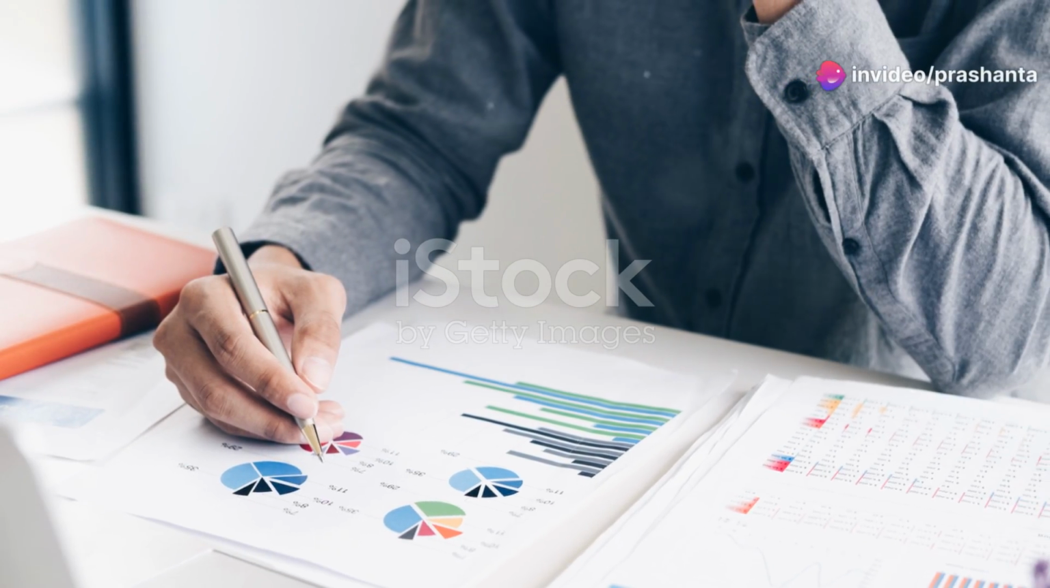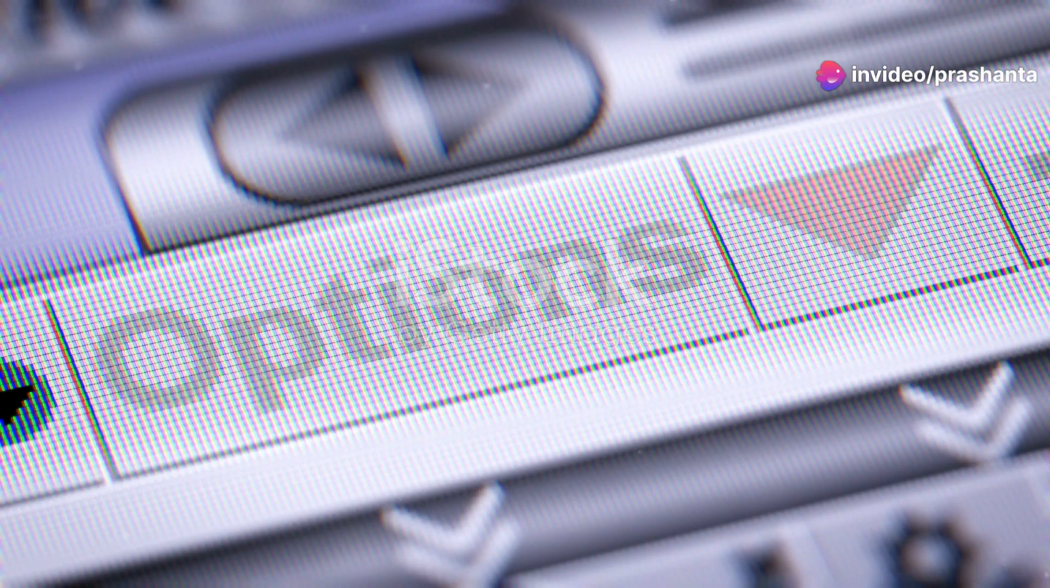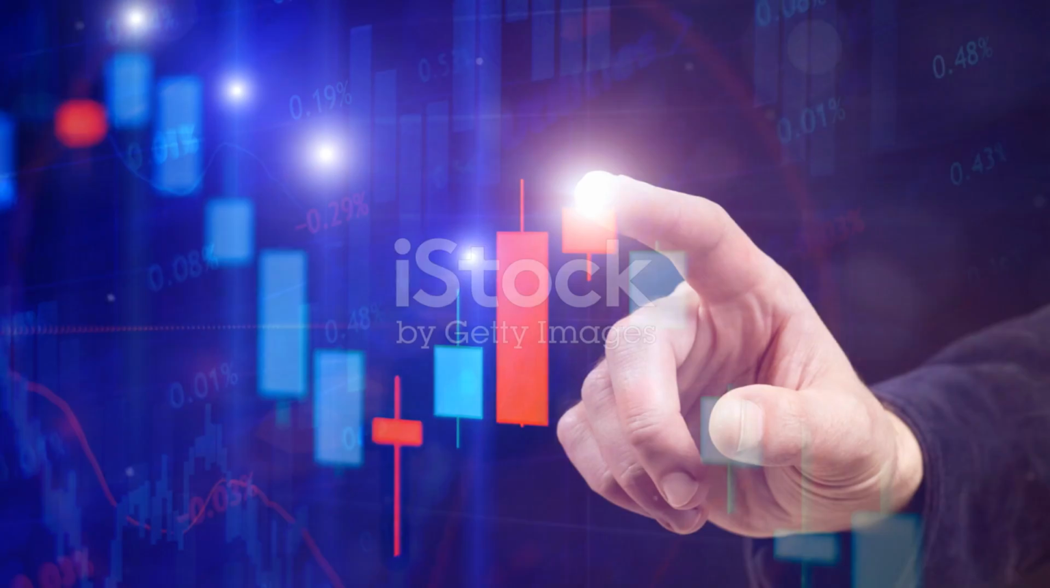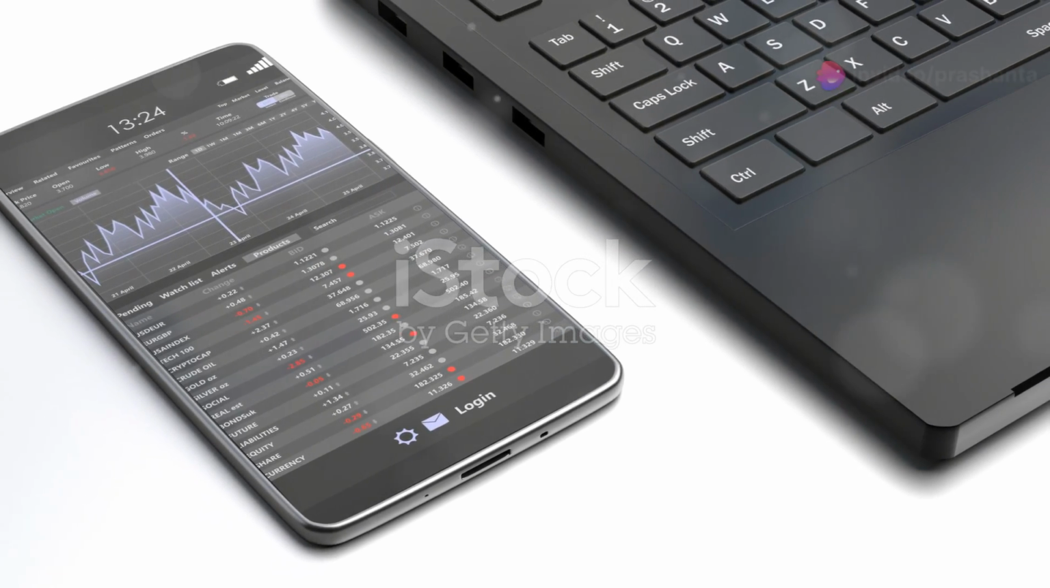Understanding these Greeks can seem daunting at first, but trust me, it's well worth the effort. They provide valuable insights into the potential risks and rewards of an option trade, and can help you make more calculated decisions. And finally, never underestimate the power of practice.